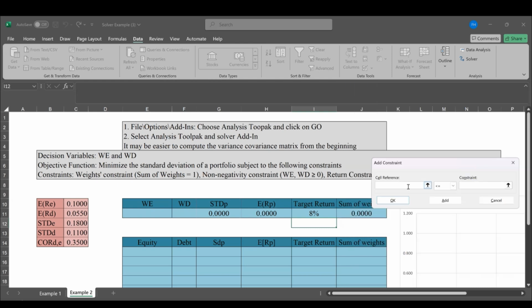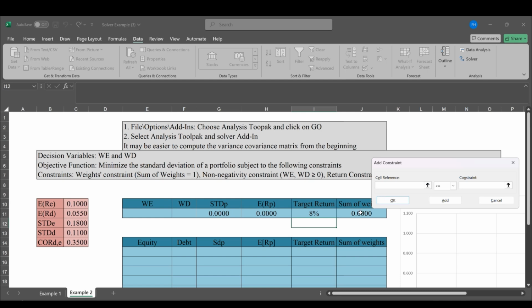Now, the first constraint is the return constraint, meaning the return of the portfolio should be equal. So I change this to 8%. So here I'm choosing the cell I11 that includes the target return of 8%. I click on add. Now I'm gonna add the weights constraint.